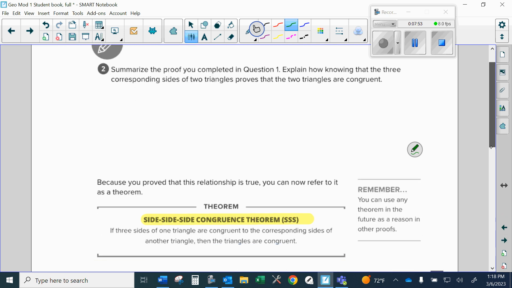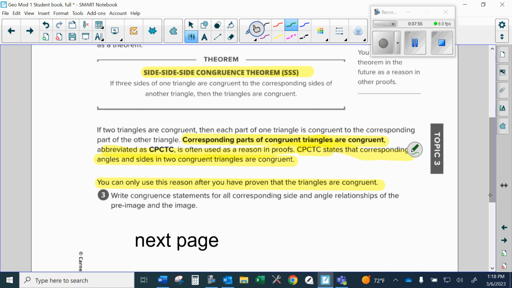Okay, so now we get to our 3 proofs here. Side, side, side. SSS, all 3. So I have a triangle and another triangle. That is congruent to that, that's congruent to that, and that one is congruent to that one. So it's SSS. All 3 corresponding sides are congruent.